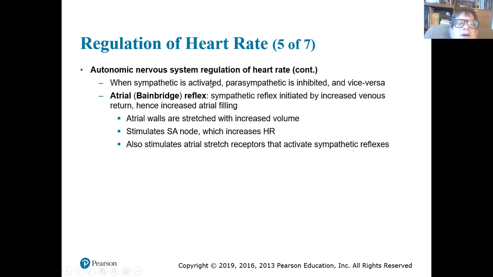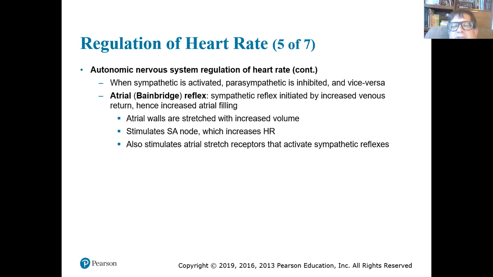The autonomic nervous system regulating the heart, continued. We're now going to talk about what happens when fight or flight is activated, when sympathetic is activated. That's going to inhibit the parasympathetic. Actually, it's even more than that. It's not normal foraging, finding food. Sympathetic is, oh no, I've got to run from the bear, there's danger, it's scary.